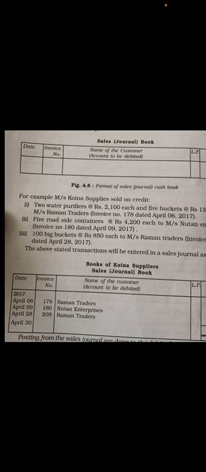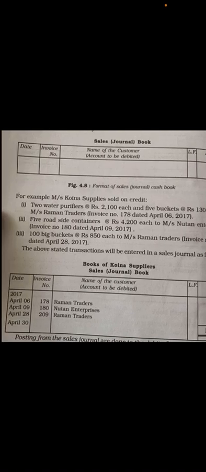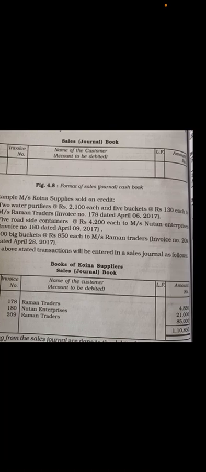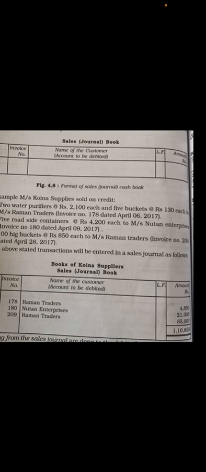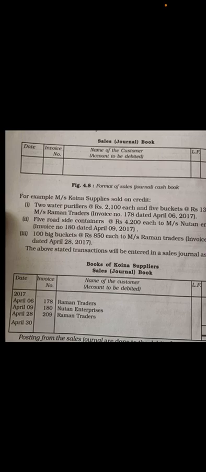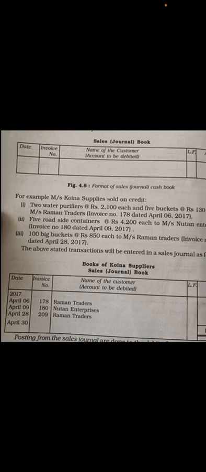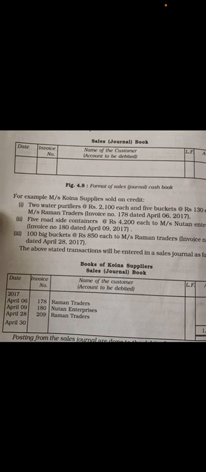Now see the format. In the format, first you have date, then invoice number, the name of the customer, then the amount. So the first transaction is 2 water purifiers at rupees 2,100 each, and 5 buckets at rupees 130 each to MS Ram Traders. Now what is the date? April 6th. So write 2017 on the top right, and then April 6th.